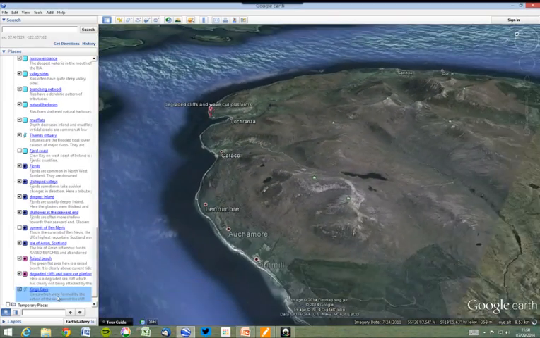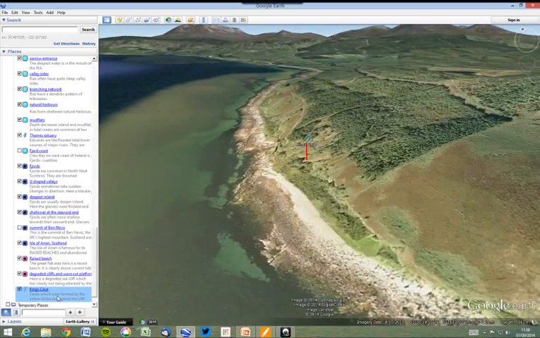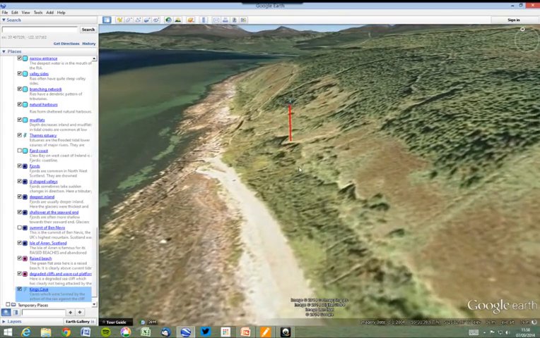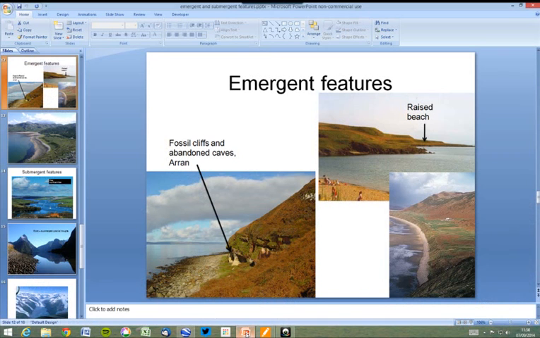The King's Cave is an example of this, where there are old caves, relic caves. They're no longer reached by the sea. Well, let's have a look at some pictures of this before we finish. Let's start with emergent features.